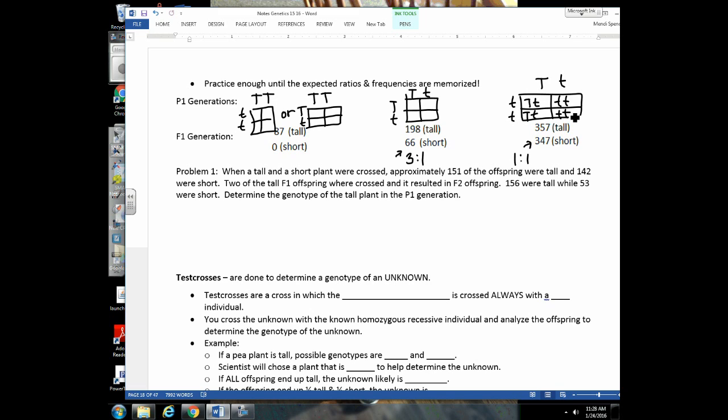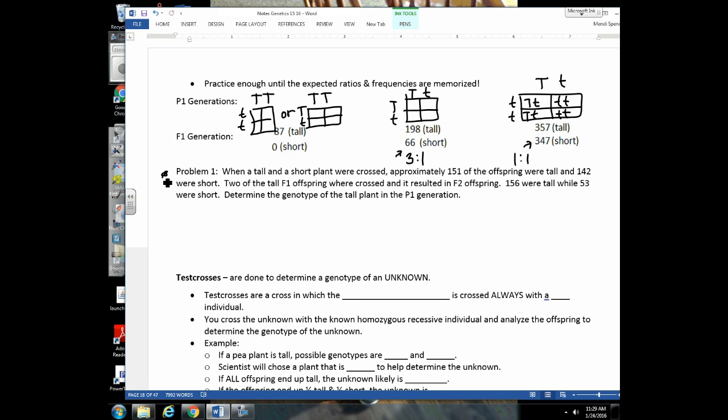So again, do plenty of these problems until you basically have these ideas memorized. Cross 2 heteros, it's a 3 to 1 generation. You cross a hetero and a homozygous recessive, it's going to give you a 1 to 1 ratio. If you have these ratios memorized, then problems like this are going to go very quickly. So go ahead and hit pause and try to answer it, and then come back and see if you got the correct answer.